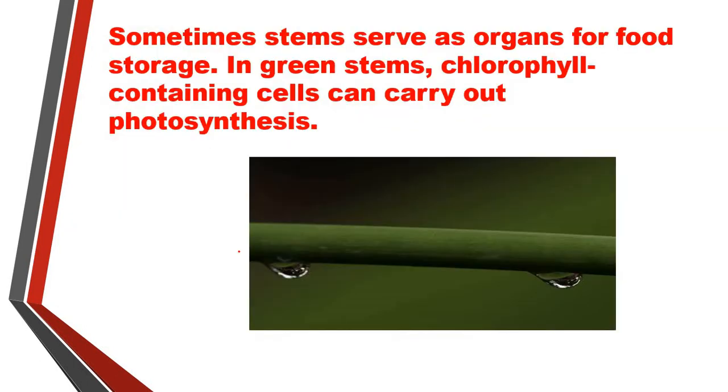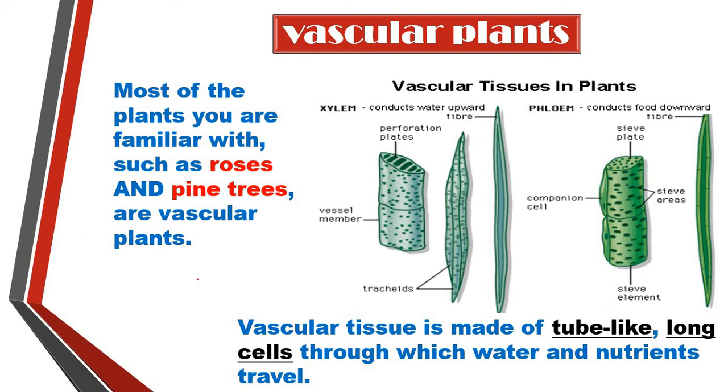Some stems can act like the root as a food storage structure, and other stems, the green stems, can act or take some of the role of the leaves by carrying out photosynthesis. You can classify plants into two types according to presence or absence of what is known as vascular tissues. If vascular tissues are found in the plant, it's called vascular plants. If it's absent, it's called non-vascular plants.